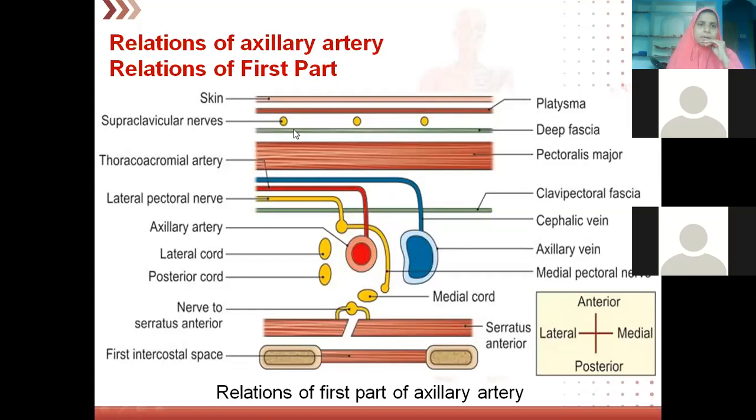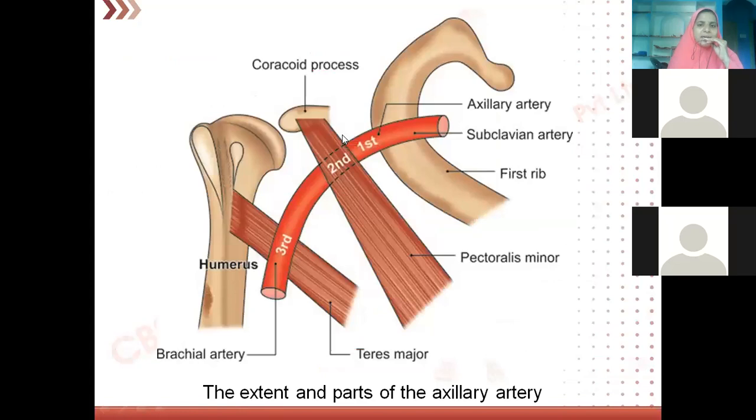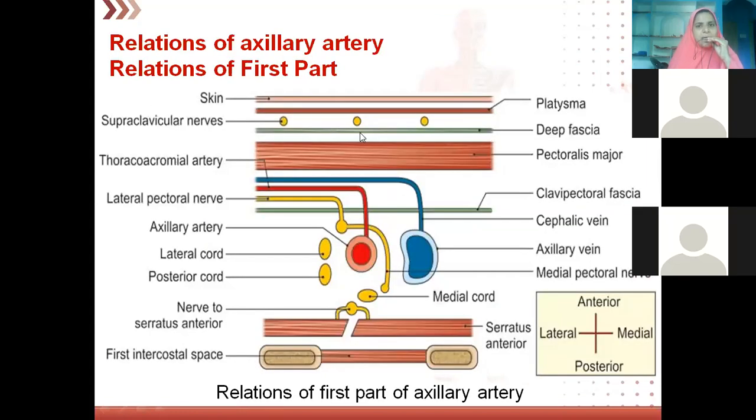Now see, how many parts has the axillary artery been divided into? First, second and third part. Coming to the first part of the axillary artery, we should know the relations. We have posterior relations and anterior relations; you can see this picture, it becomes easy for you. Near the midline of our body we have medial relations, and away from the midline, lateral relations.